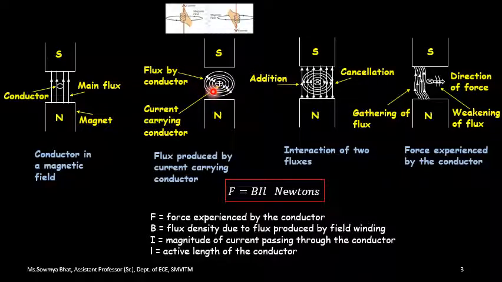So according to the right hand thumb rule, what I stated in the previous slide, whenever a conductor carries a current, an electromagnetic field is developed around the conductor. So here a current carrying conductor is there. So around the current carrying conductor, there will be an electromagnetic field developed. So this electromagnetic field developed will be in concentric circular form.